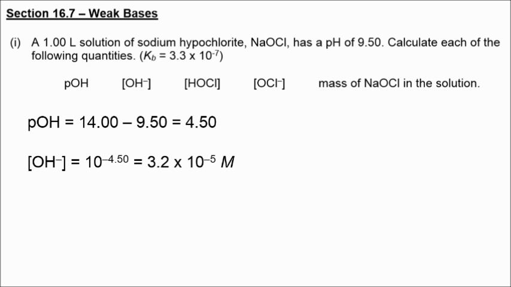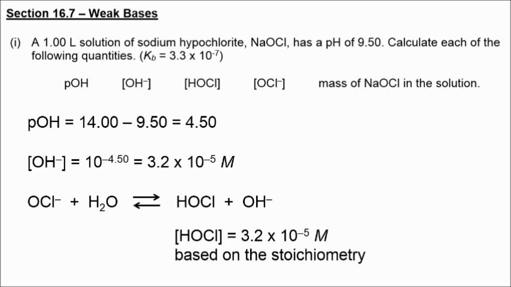That gives us 3.2 times 10 to the negative 5 moles per liter. And since we have a reaction involving 1 mole of HOCl, hypochlorous acid, for every 1 mole of hydroxide, if we already know the concentration of hydroxide, that is the same as the concentration of HOCl because of the stoichiometry and the 1-to-1 mole ratio. So now our next calculation is the OCl minus. What's the concentration of OCl minus in this solution?